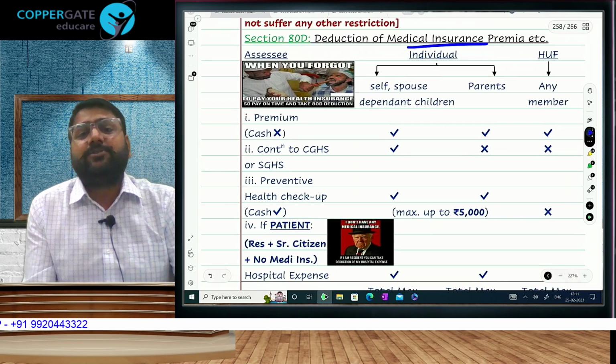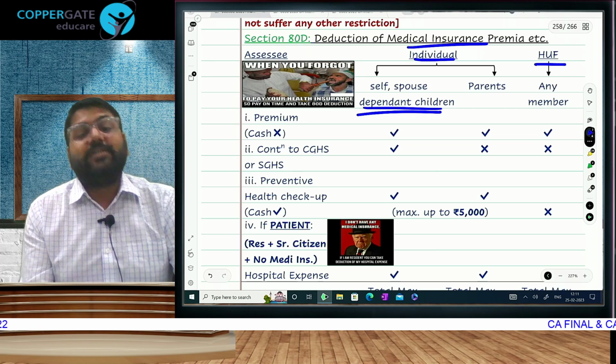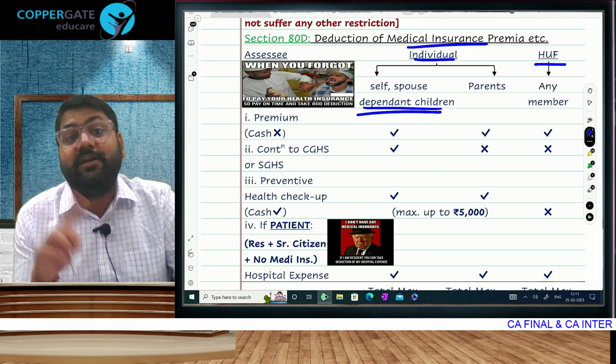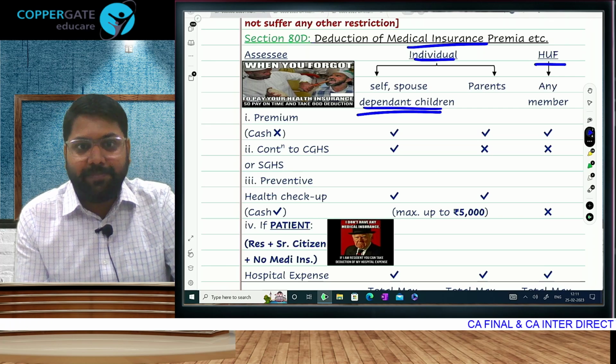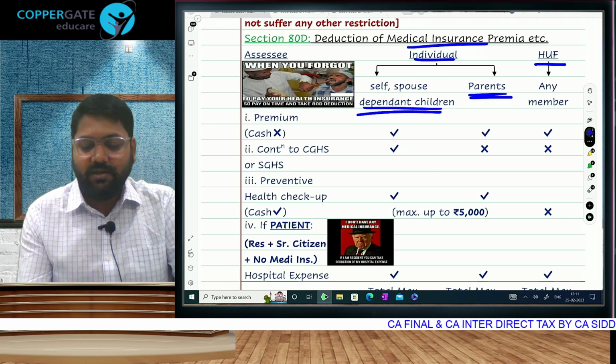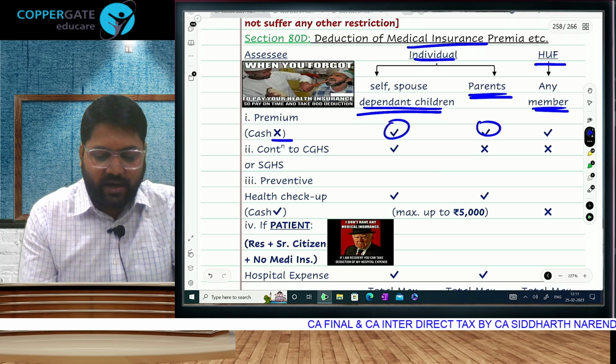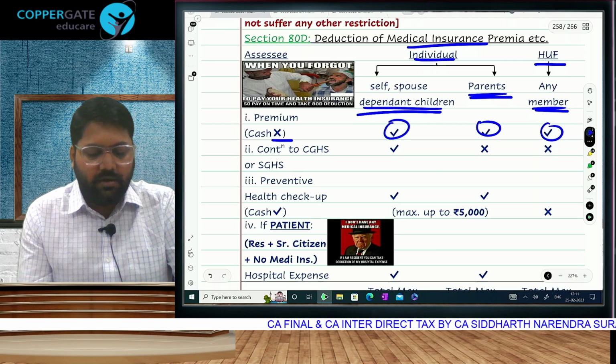80D, medical insurance, premium and other expenses. Individual will get and HUF will get. Individual, when the expenses are incurred for self, spouse, dependent children. In 80C it is any children, but here it is dependent children. And parents: in 80C parents' contribution is not covered, but here it is covered. And HUF, any member. Premium, cash not allowed, otherwise you can take it here and HUF can also take the deduction.